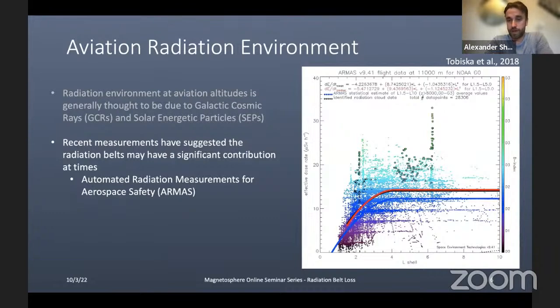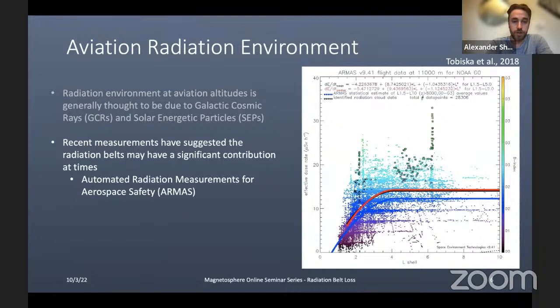On the right, I'm showing a plot from Tibisco et al. 2018. This is the dose rate on the y-axis versus L shell. The solid red and black lines are the mean and median GCR plus relativistic electron precipitation, REP, contribution, the L shell profile at aviation altitude. All of the dots highlighted by black circles are noteworthy events that the authors pointed out could indicate that the radiation belts have a more significant effect than previously thought.